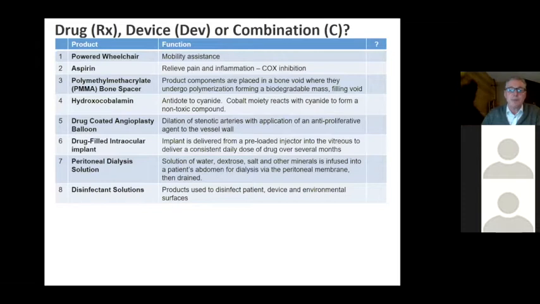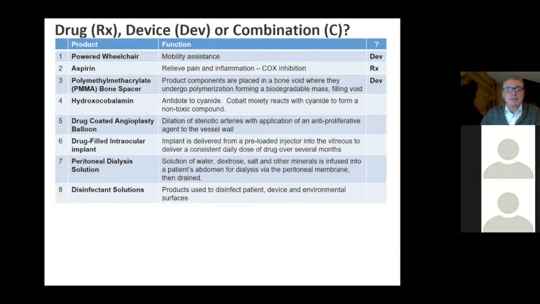If we're talking about a powered wheelchair, I think it's intuitively obvious to everyone this is a device. If we're talking about aspirin, pretty clear it's a drug. Let's talk about a polymethyl methacrylate bone spacer, which is placed into a bone void in order to take up the space. It undergoes polymerization and forms a biodegradable mass, which ultimately fills the void. Would that be a drug or a device? It's not having a pharmacological effect on the body, therefore it is a device. Its function is mechanical.